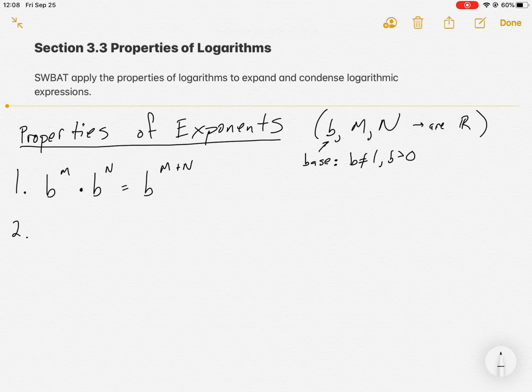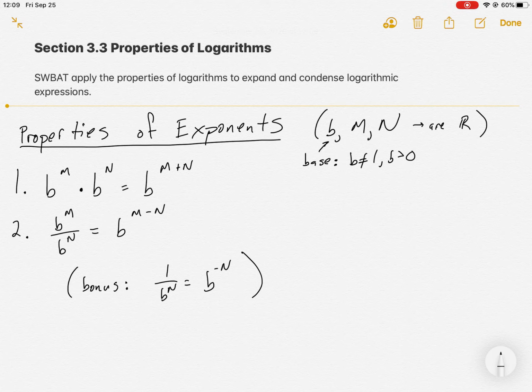Next, if we're dividing these two expressions, b to the m divided by b to the n, this turns into subtraction. So you can write it as a single base to the power of m minus n. Part of the reason you can do that, this is kind of a bonus property, and I talked about this a little bit in a previous video, is that 1 over b to the n actually equals b to the negative n. So whenever you have a negative in the exponent, you can flip the fraction line with it.